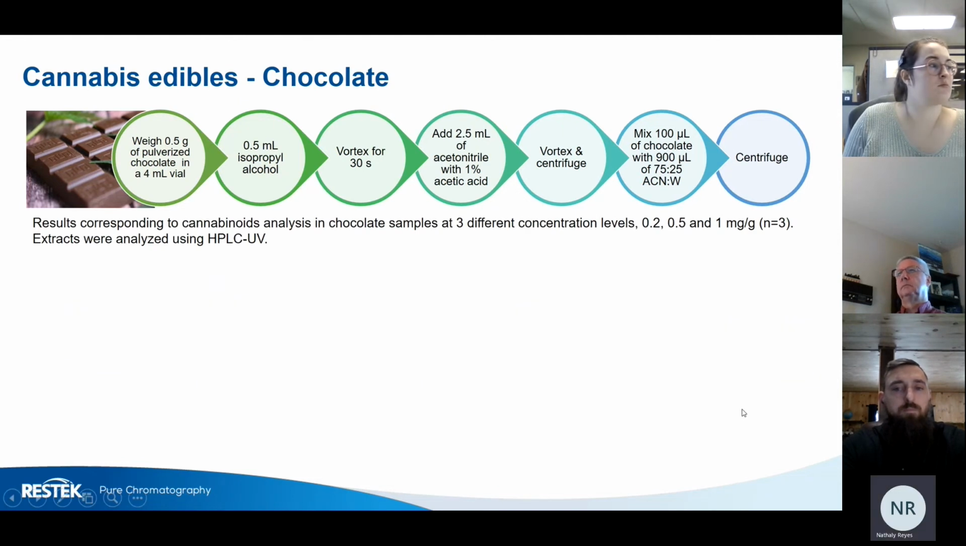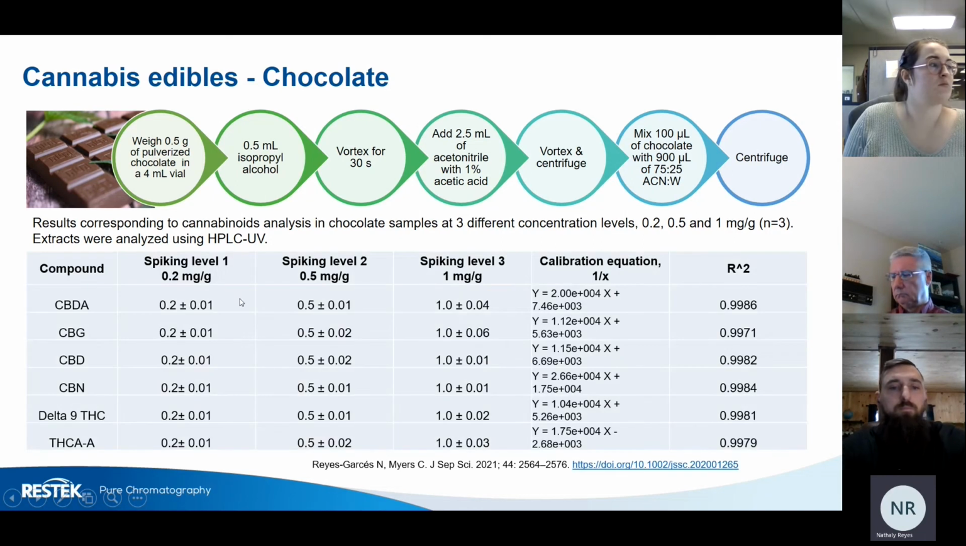After verifying that our method was working, we spiked samples at 3 different concentration levels: 0.2, 0.5, and 1 milligram per gram. Here we can see the results for the different levels and the coefficient of determination. If you are interested in reading more about this work, there is a peer-reviewed paper that was published in the Journal of Separation Science, so you are welcome to visit. This is open access.